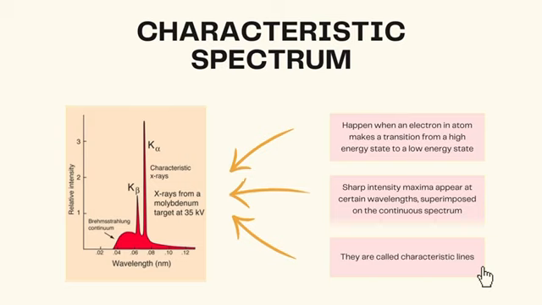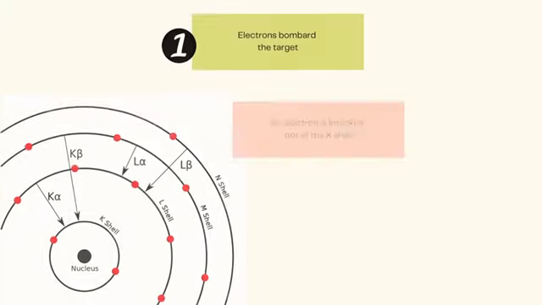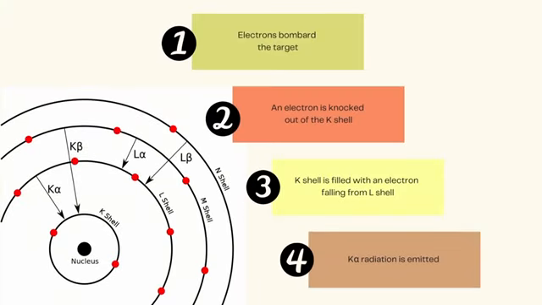Since they are narrow and their wavelengths are characteristic of the target metal used, they are called characteristic lines. These lines fall into several sets in the order of increasing energy, referred to as K, L, M, etc. All the lines together form the characteristic spectrum of the metal used as the target.